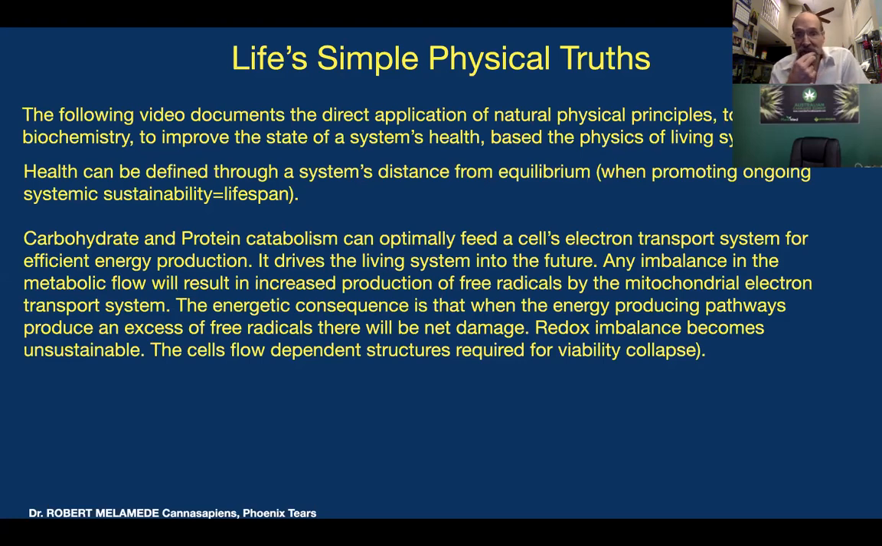So the energetic consequence is that when energy producing pathways produce an excess of free radicals, there will be net damage. Redox imbalance becomes unsustainable. The cell's flow dependent structures required for viability collapse. For example, when your neurons collapse, you generate Alzheimer's, created by inappropriate flows, created by the accumulation of damages that in a holistic way bring the system closer to equilibrium.